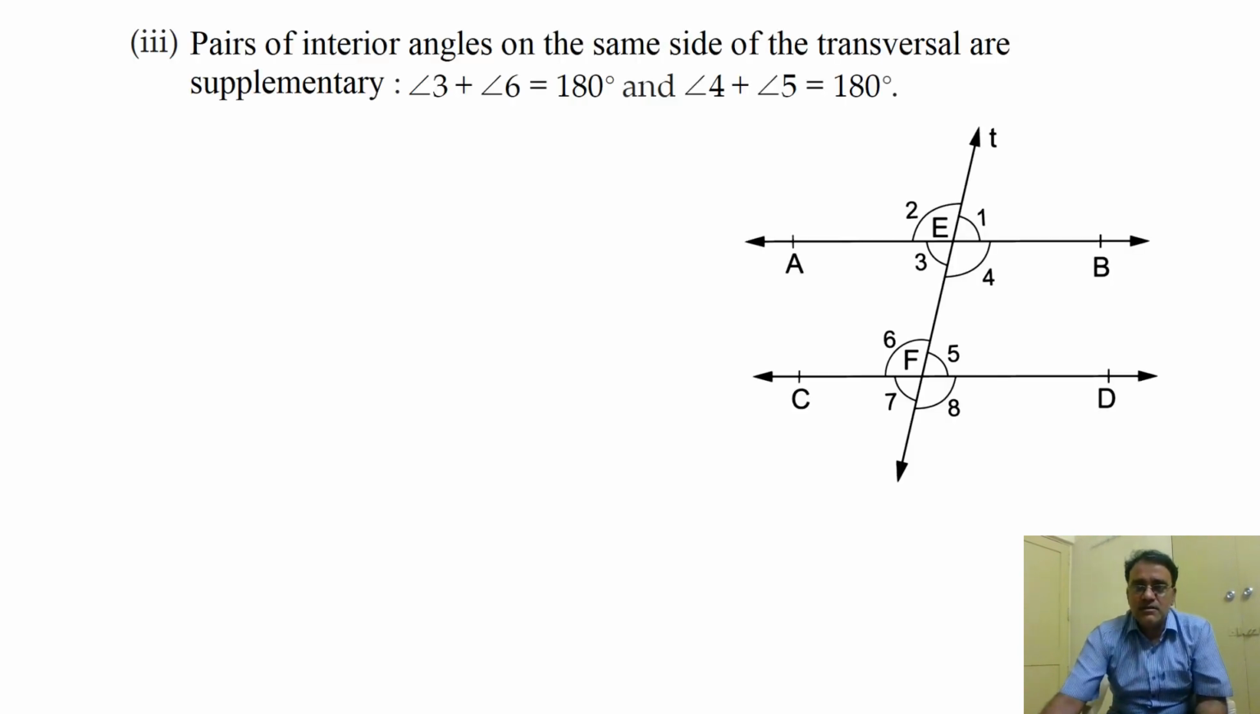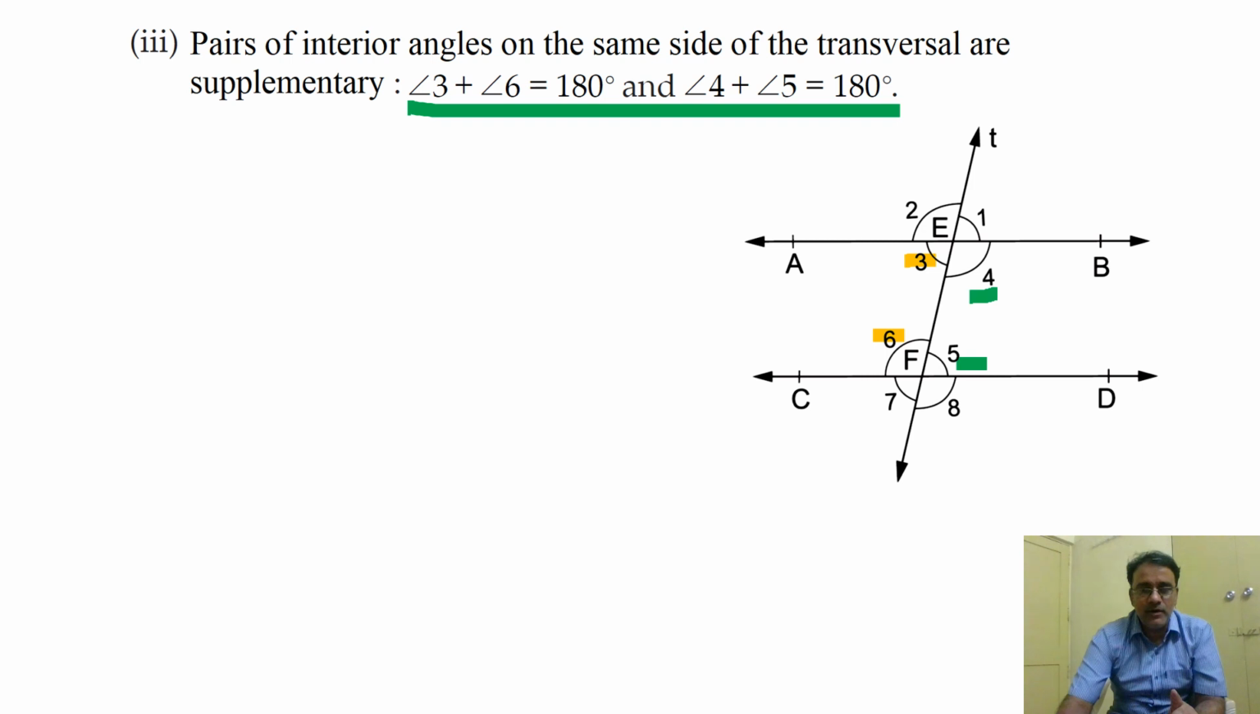Now next: co-interior angles on the same side of the transversal line are supplementary. Here angle 3 and angle 6 are on one side, right? And similarly angle 4 and angle 5 are on one side of the transversal. So these two angles are supplementary. That means the sum of these two angles is 180 degrees, right? Angle 3 plus angle 6 is equal to 180 degrees, and angle 4 plus angle 5 is equal to 180 degrees.